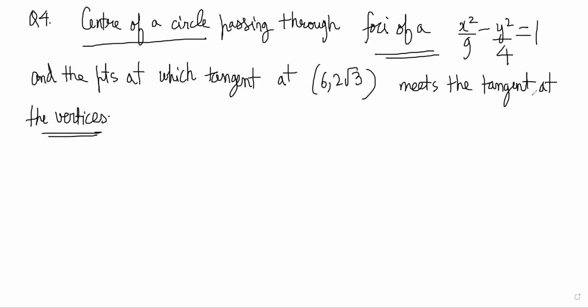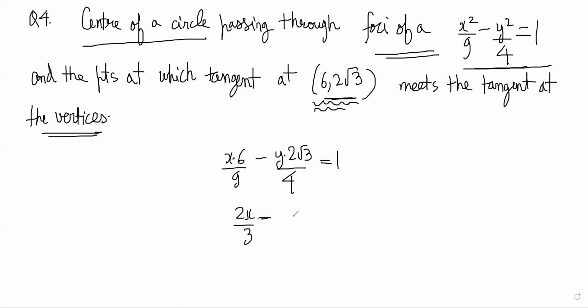All of this is about the hyperbola. You have to find the equation of tangent to the hyperbola at this point, which is clearly x into 6 by 9 minus y into 2 root 3 by 4 equals 1, which is 2x by 3 minus y root 3 by 2 equals 1. This is the tangent at this point.